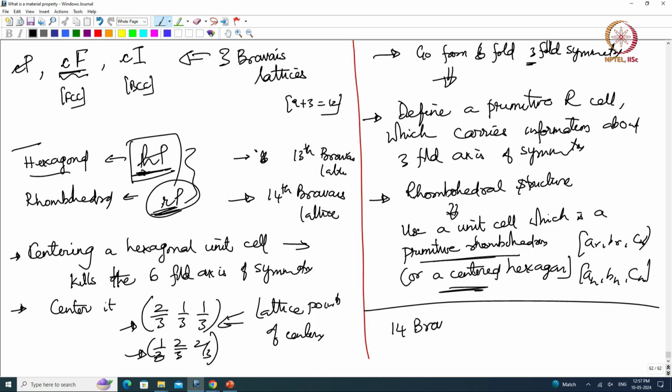So, all in all you have 14 Bravais lattices, and we have counted all of them, right.